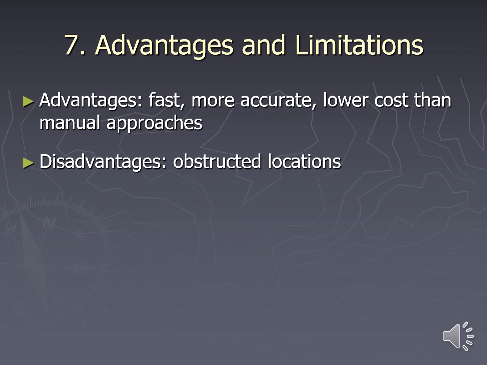This is your total station. So what are the advantages here? It's fast, more accurate, and lower cost than manual approaches. The disadvantage of using GPS for getting the actual place is that it can be obstructed. There isn't always a clear line to a bunch of satellites, and that makes it difficult to use in certain locations. As we continue to increase these networks, we're getting into more locations, and there are minimal obstructed areas, but depending on the time of day or the satellite network you're using, it can change, so it's something to consider.